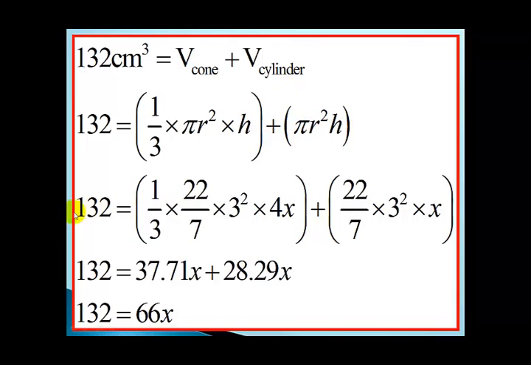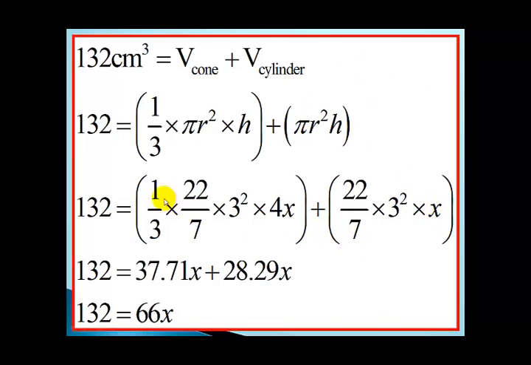Now 132 is equal to 1/3 times pi, which is a constant, 22/7, times the base radius, which is 3 from the diagram. So we have 3 squared times the height of the cone, which is 4x, plus the volume of the cylinder, pi r squared h. Pi is the constant 22/7, times r, the radius of the cylinder, which is equal to the base radius of the cone. It's the same 3. So we have 3 squared times the height of the cylinder, which is x. So we multiply by x.